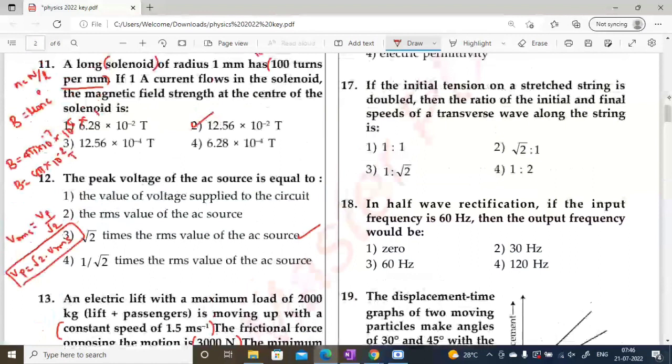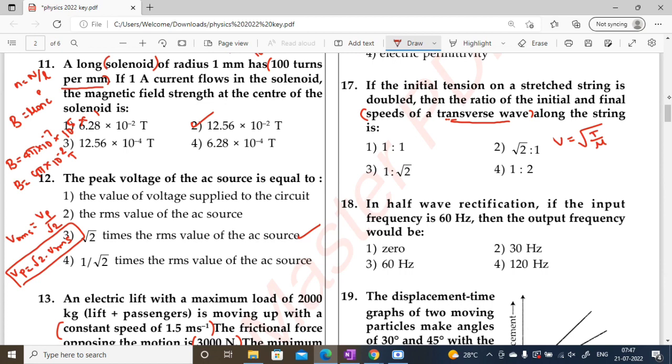if the initial tension on the string is doubled, then the ratio of the initial and the final speeds of the transverse wave, again a question from the wave topic. So they are trying to ask what is the speed of the transverse wave in relation to the tension. So with relation to the tension, we have a calculation for this. So V is equal to root of T divided by mu. This is a direct relation from NCERT.